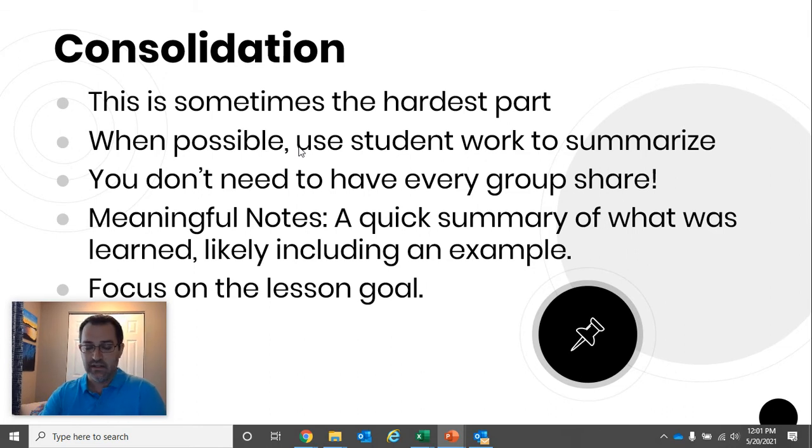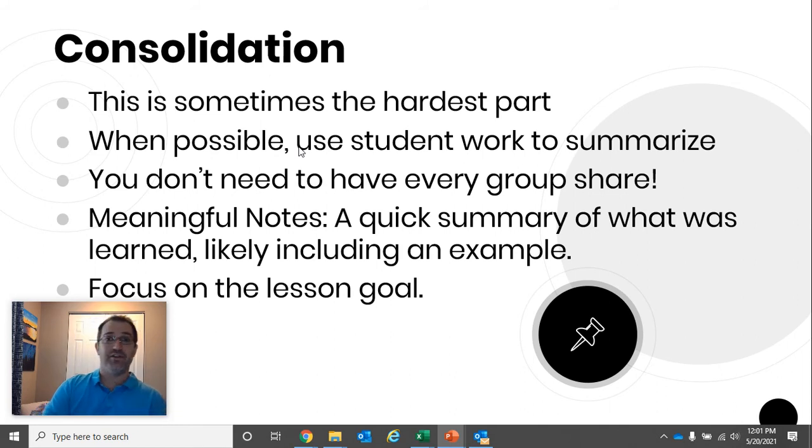It's a nice idea. The other thing that I want you to think about is as you're summarizing, don't feel like you need to have all groups share their work. Right? If you have 10 groups in the classroom, having all 10 groups share their work isn't helpful. And a lot of the time it might be the same answer. So you get to group 4 and they say, well, pretty much the same thing everyone else said already. It's okay to only have 1 or 2 groups summarize.